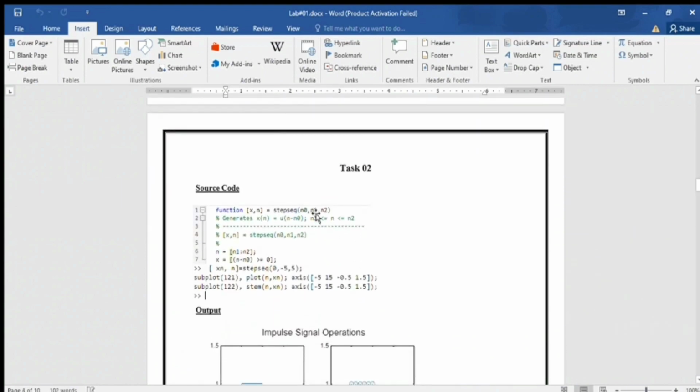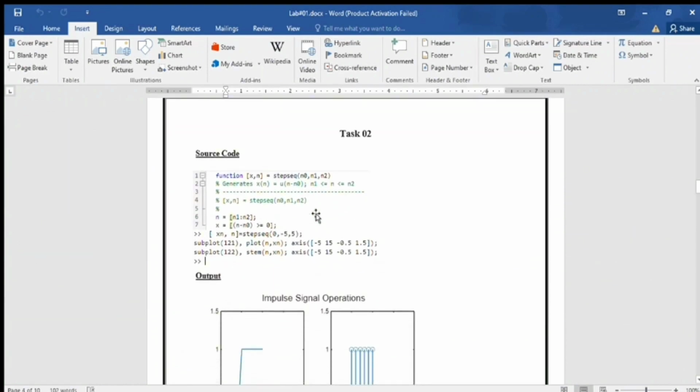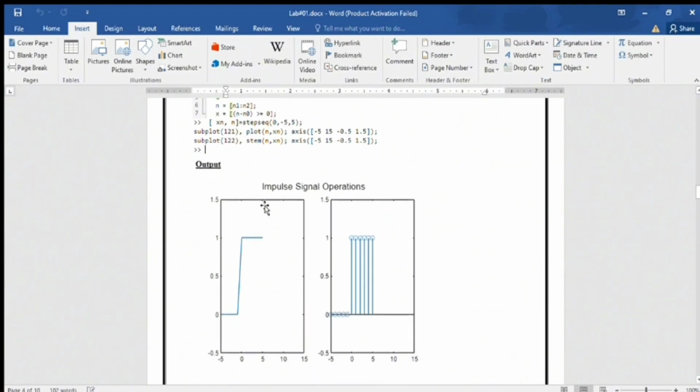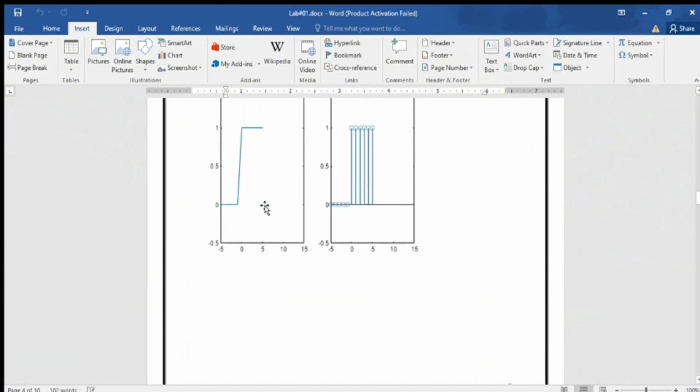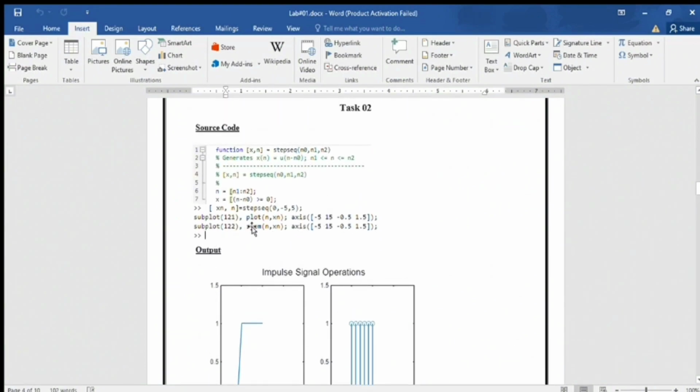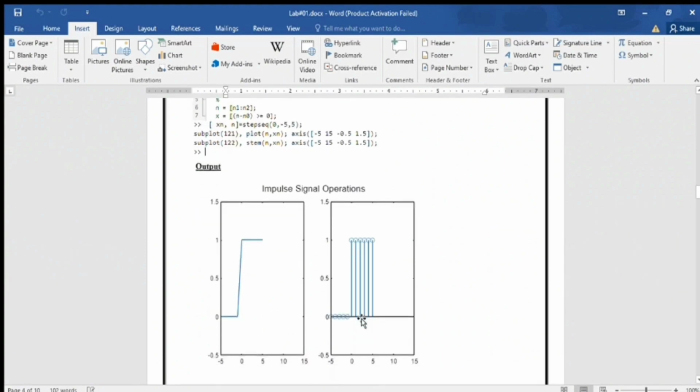Moving to task 2. In this task we are defining the function of step sequence. This sequence again takes the three parameters n0, n1 and n2. n0 is the midpoint and n1 and n2 are the starting and ending points. We are taking the same example as we did in the last task and seeing its step response now. So when we plot these in the command window, we have these outputs. One is the continuous plot and the other is the discrete plot. For the continuous plot we use the plot command and for the discrete plot we use the stem command.